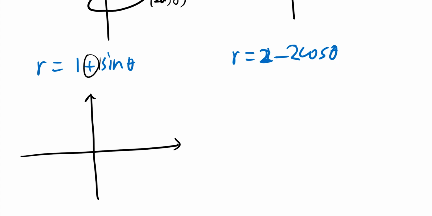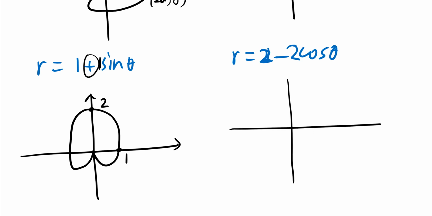And then here, there's a 1 there. So this means that there's a heart that opens this way, like this. This is 1, this is 2. See, it's 2 because 1 plus 1 is 2, and A here is 1. So for this one, that's a cardioid.